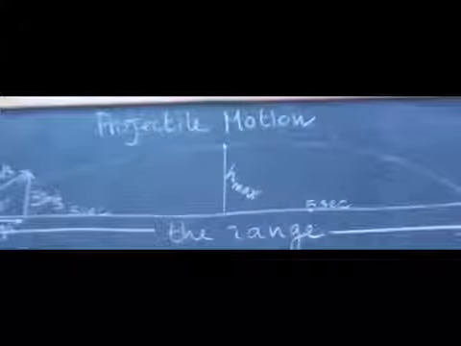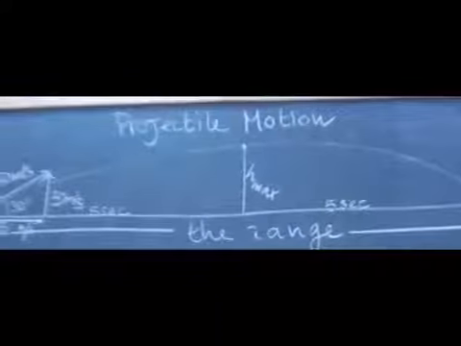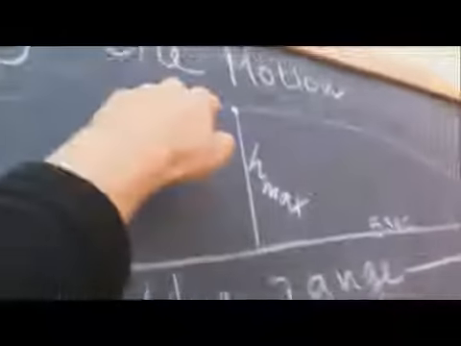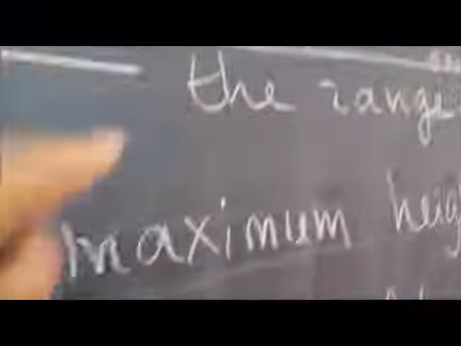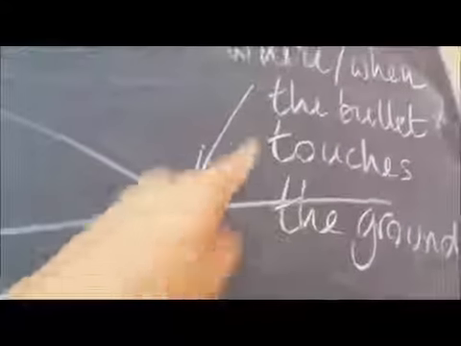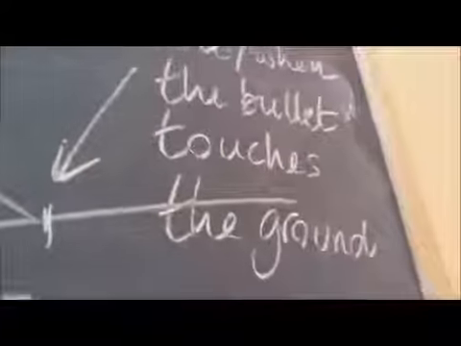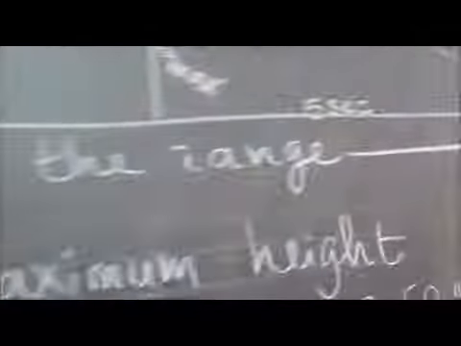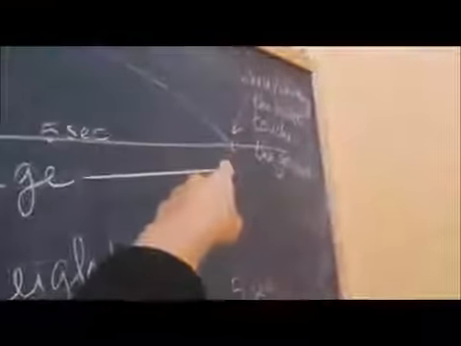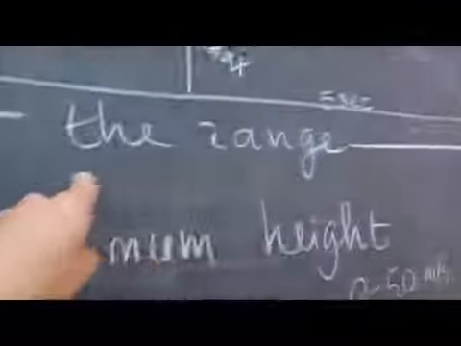So let's look at an example of a projectile motion, that is, the motion of a bullet. This is the point where the bullet is shot. This is the point where the bullet reaches its maximum height. And then it starts falling down, and here is where and when the bullet touches the ground. This distance from the starting point to where it touches the ground is called the range.